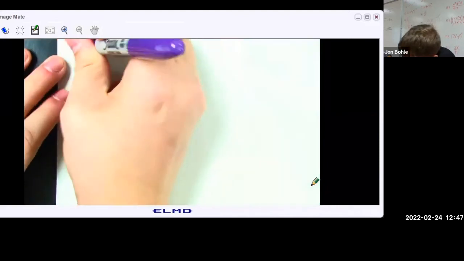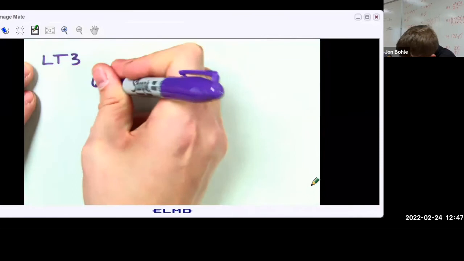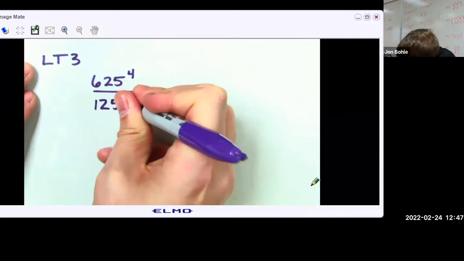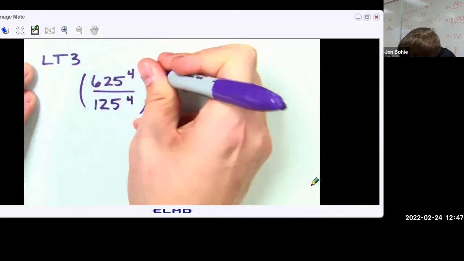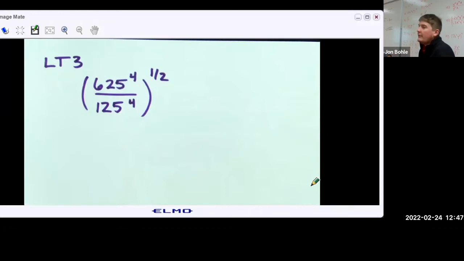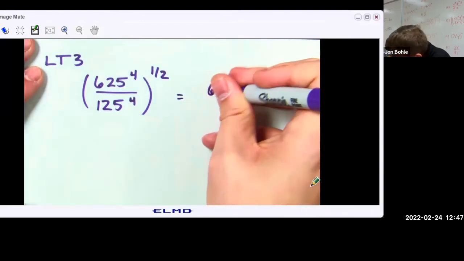Learning target 3 is using exponent properties that involve rational exponents. So if I have 625 to the 4th power over 125 to the 4th power, and that whole thing to the 1/2 power. It is a quotient because I'm dividing. But what do I know about something when I'm dividing and they each have that 4th power? I can pull that 4th power out. I can undo the power of a quotient property.